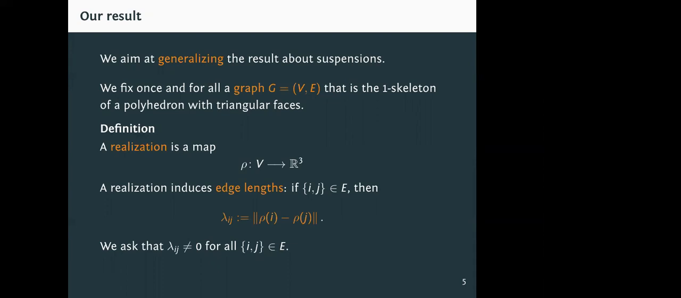And what we ask is that the realization is injective, at least in terms of adjacent vertices. Namely, that we don't want adjacent vertices to be mapped to the same point.